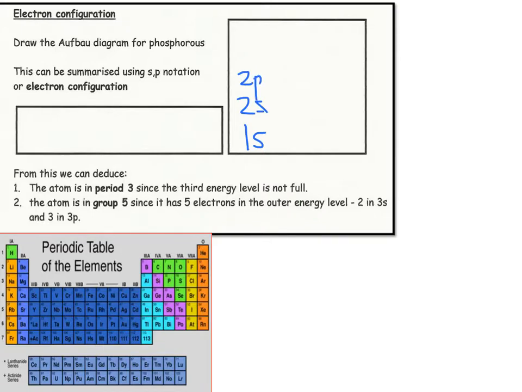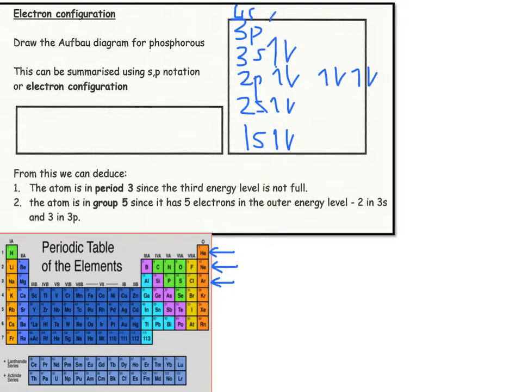It's easy. First period has only got 2. Second period has got an s and a p. Third period an s and a p. Fourth one, we're only interested in the s. But you don't have to write all of those. We only need to go up to where we need to go to. So, phosphorus 1, 2, 3, 4, 5, 6, 7, 8, 9, 10, 11, 12, 13, 14, 15.